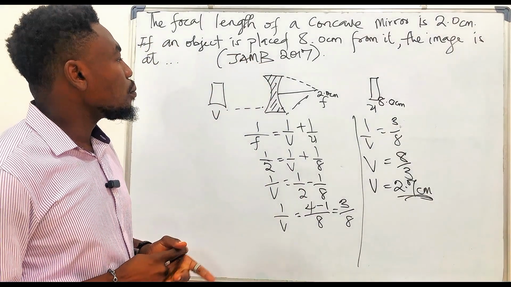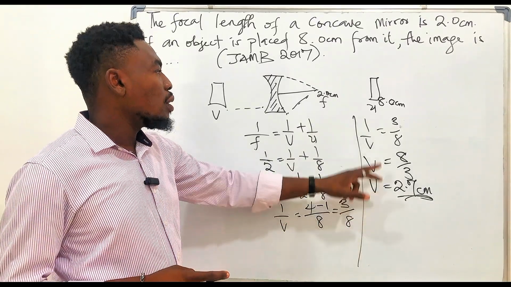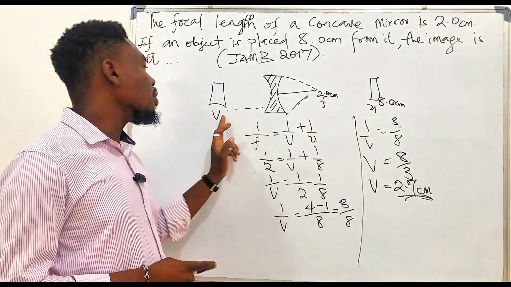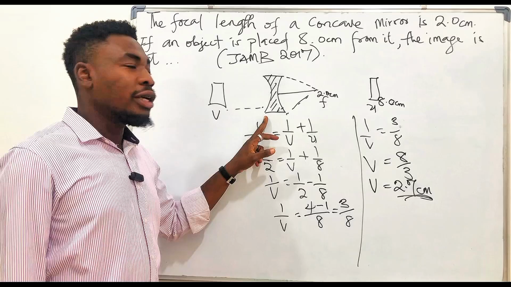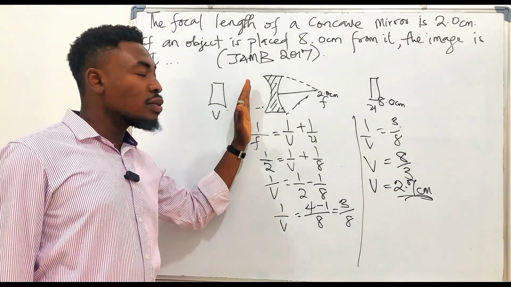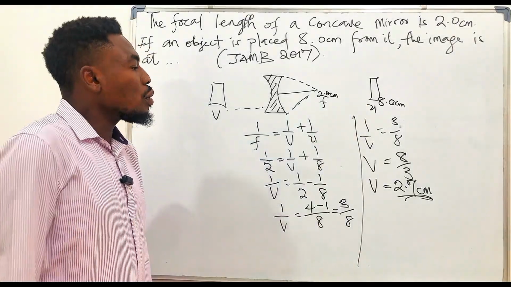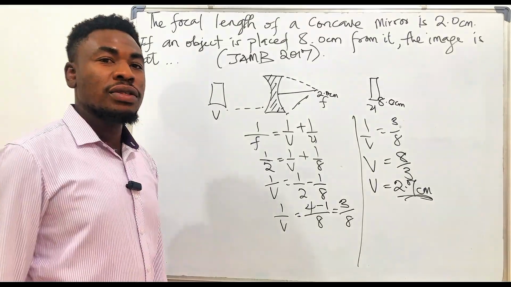Now, what does this really mean? The length of the object is 8. The length of the image is 2.7. It means the image was viewed at a distance closer to the mirror than the object is in front of the mirror. So this is what we have for this question.